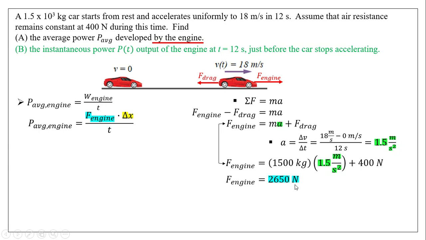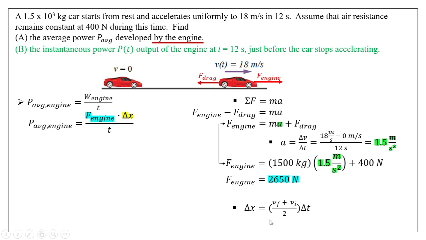So the engine is outputting this much force, 2,650 newtons. But it's not getting all of that because there's air drag involved here. So I know what F engine is. The only other thing that I got to find is delta X, my displacement. How far did the car travel during this 12 seconds?